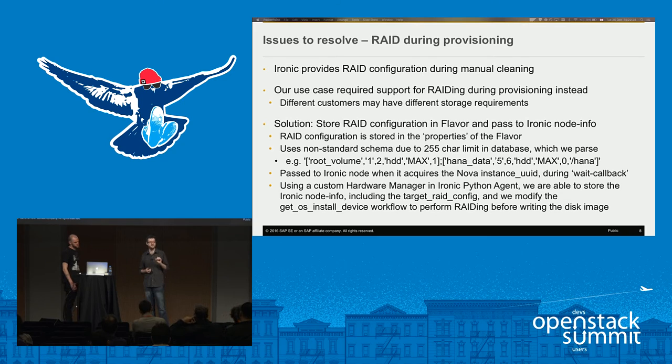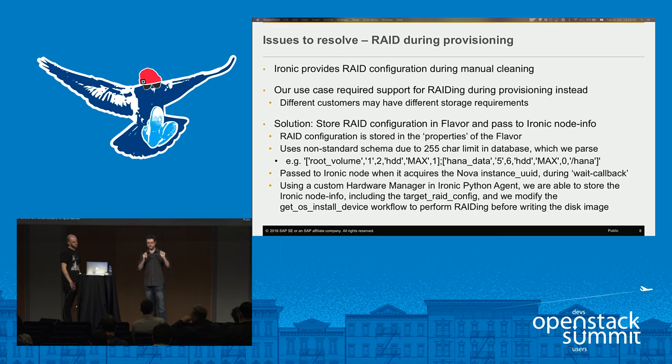RAID level. So you can see the first one's just RAID 1. The next one is then 2, as in the number of drives that you want to RAID, the type of drives, the size, and a flag that sets whether or not it's the RAID volume. So we have one RAID volume and one non-RAID volume. And in the non-RAID volume, we also have to set a mount point, which we use in our own solution to determine where this additional volume should be mounted in the file system.